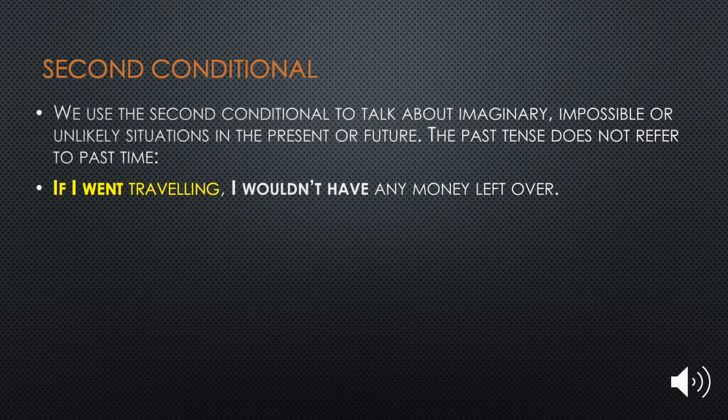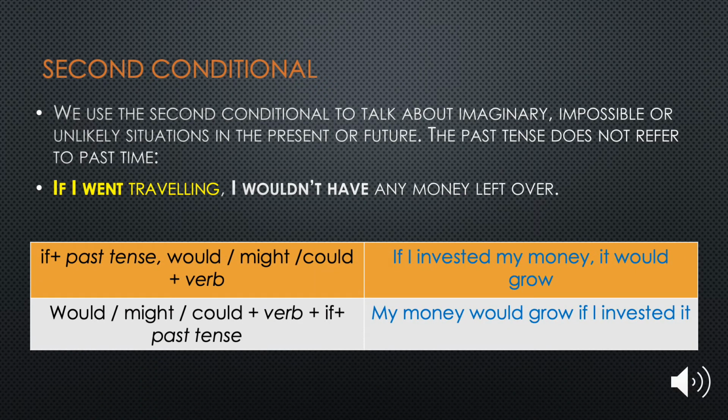So here, as you can see, some of the examples are compared to the examples in the previous slide. If I invested my money, it would grow. So my money would grow if I invested it. So this is something, again, that you are imagining. So of course you can use would, might, could, or any other modal verb. Okay, but remember, the past tense does not refer to the past itself, and actually we use the same structure in Spanish.